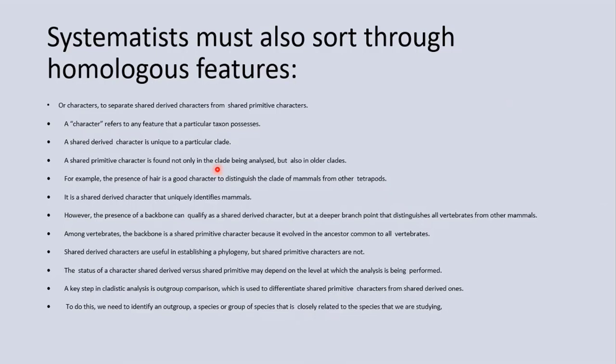For example, the presence of hair is a good character to distinguish the clade of mammals from other tetrapods. The presence of fur, you can say hair or you can say fur, is also a good character to distinguish the clade of mammals from other tetrapods. It is a shared derived character that uniquely identifies mammals. Most mammals have fur.